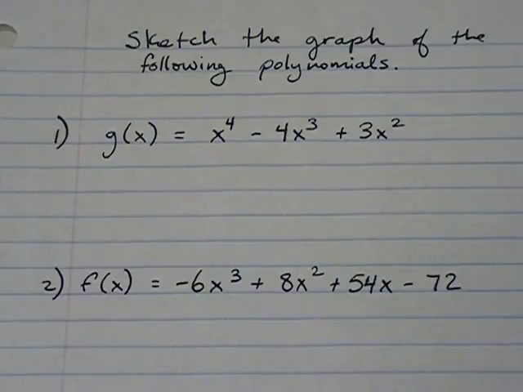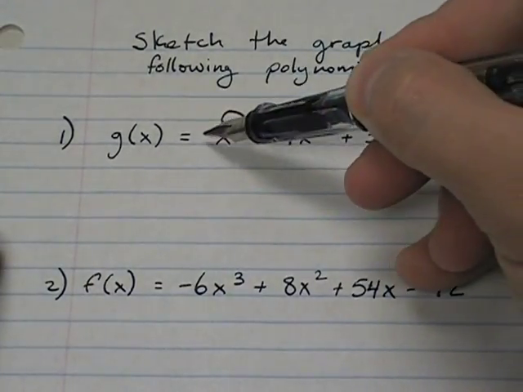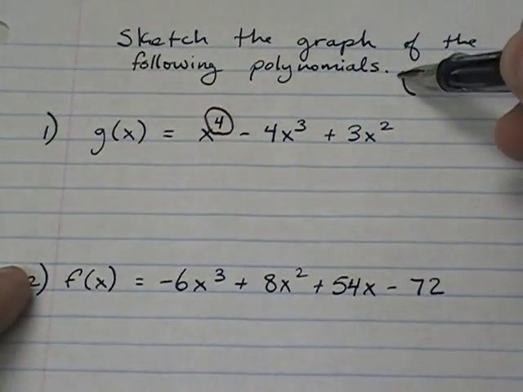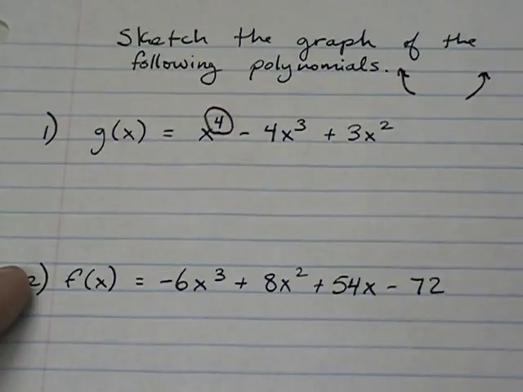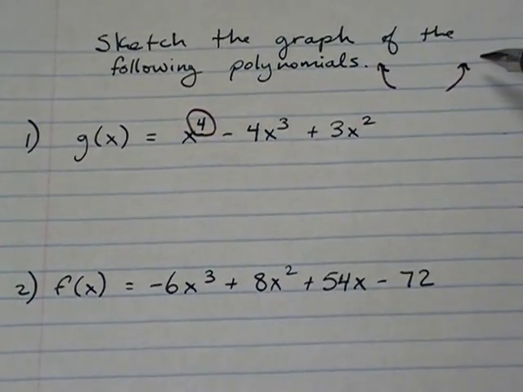So the first thing I start with is end behavior. I look at my polynomial. This is a fourth degree polynomial, and it is a positive leading coefficient. So the end behavior is going to be like this. It has to be up. Both ends have to be up.